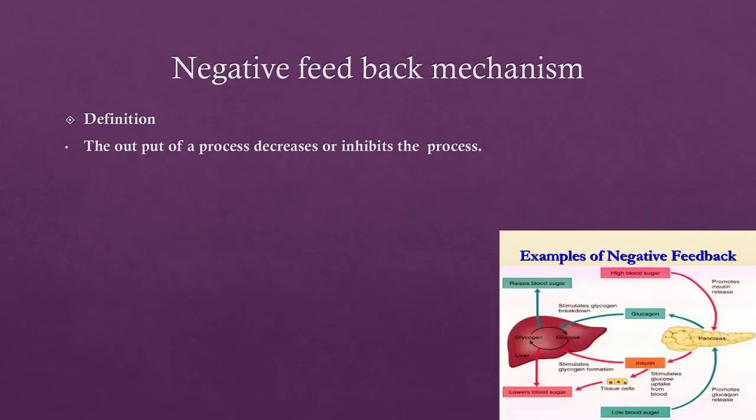First of all, we will see negative feedback mechanism. The output of a process decreases or inhibits the process. Actually, students, the negative feedback loop is a reaction that causes a decrease in the function. It occurs in response to some kind of stimulus. This mechanism works to return a condition towards its normal value.